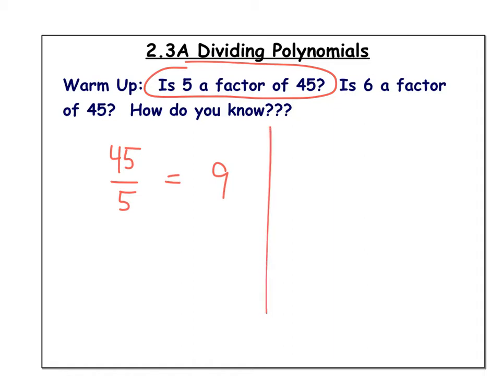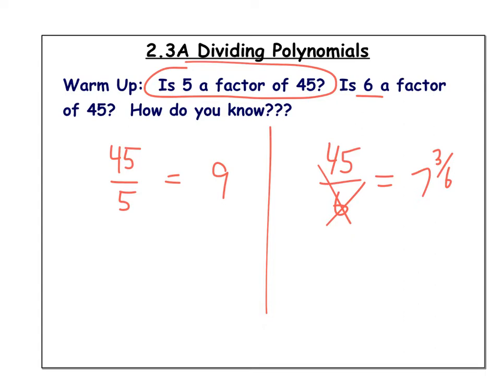But for example, is 6 a factor? 45 divided by 6, okay, that's not going to go in evenly, right? That's going to be, what, 7.5, I believe? 42, so 3, yeah, 7 and 3/6. So since it didn't go in evenly, we know 6 is not a factor.